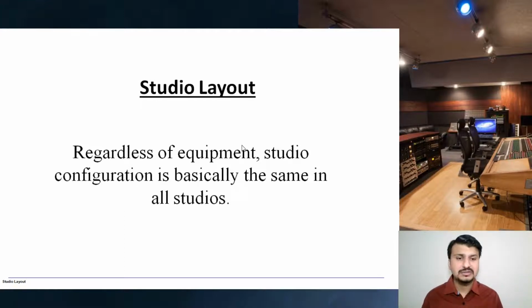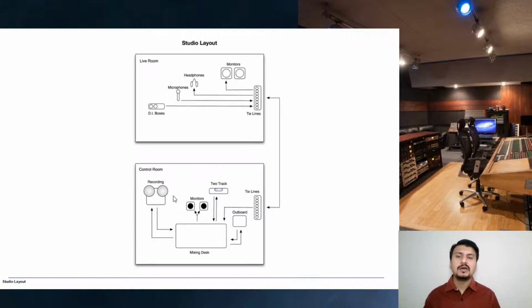Regardless of the equipment, studio configuration is basically the same in all studios. Maybe a few things you will find different in every studio, but more or less you will find the things the same. So now let's see, this is a studio layout diagram. You can see on the upper side this is the live room, and the bottom side is the control room. What do I mean by the live room and what do I mean by the control room? These are the two different terms you can see.